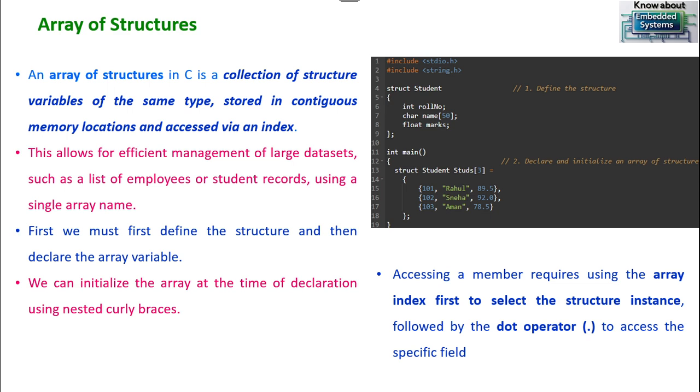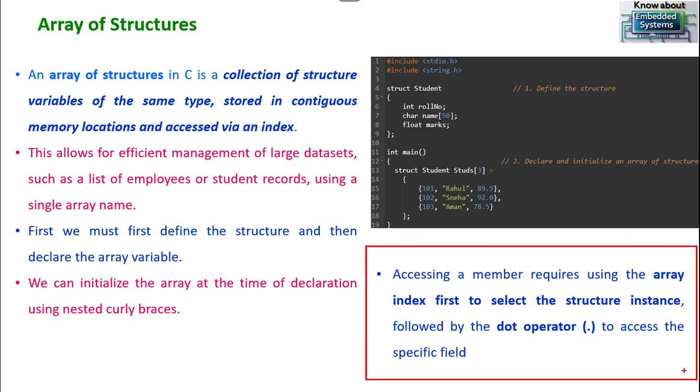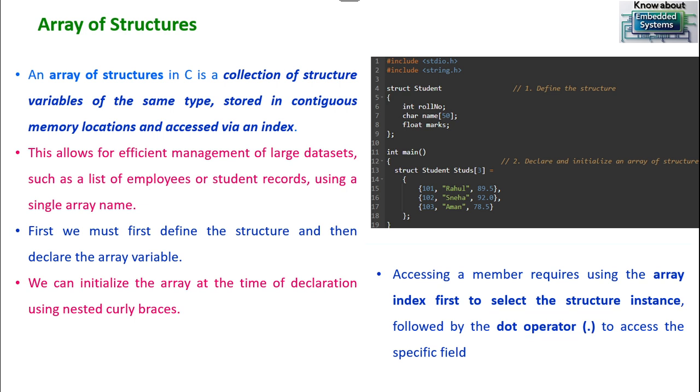And the third important thing is how we can access the array of structures. The array of structures can be accessed with two different parameters. One is the array index: we require the structure array index as the first parameter, and the second is the dot operator to access the specified field. So we should have the index of the structure, followed by the dot operator, followed by the structure member. In this way we can access it. Now let us see one example, with which we will understand in detail how we can use array of structures in programming.